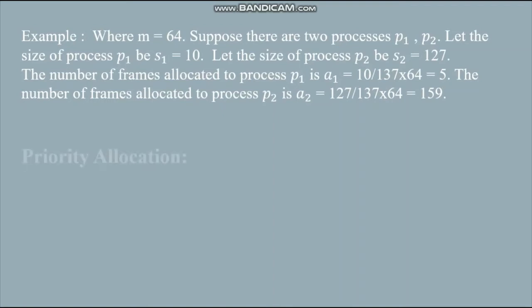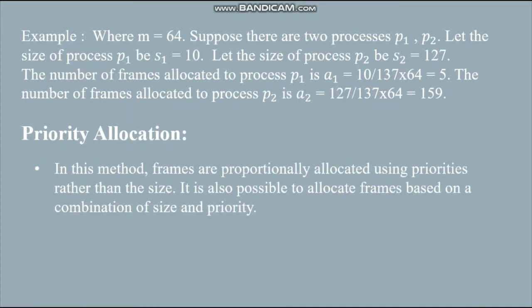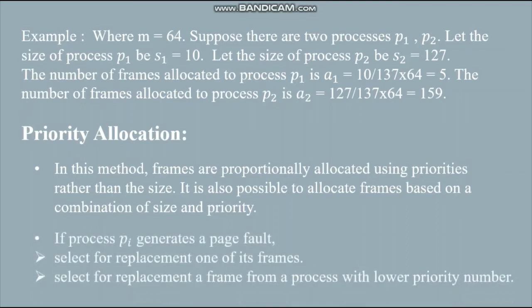So next is priority allocation. In this method, frames are proportionally allocated using priorities rather than the size. So it is possible to allocate frames based on a combination of size and priority. So if process Pi generates a page fault, select for replacement one of its frames. Then select for replacement a frame from a process with lower priority number.